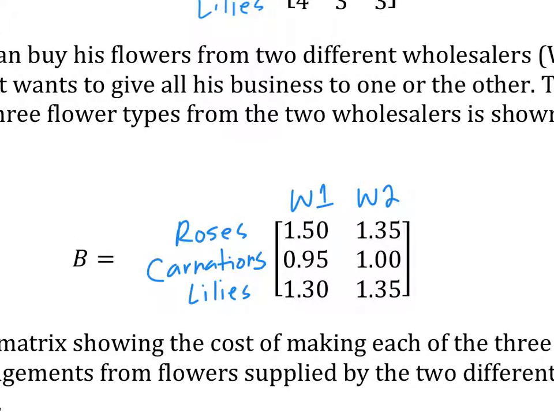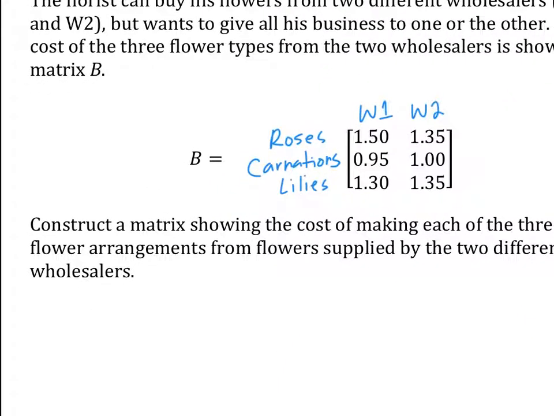Wholesaler 1 sells roses for $1.50 each, carnations for 95 cents each, lilies for $1.30 each. Wholesaler 2 sells roses for $1.35 each, carnations for $1 each, and lilies for $1.35 each. Okay, good? Let's see what the question wants us to do.